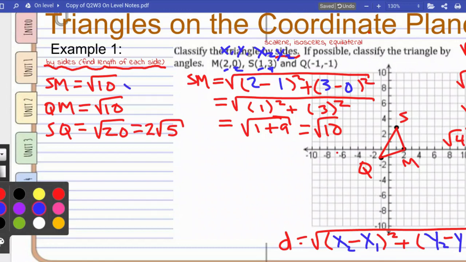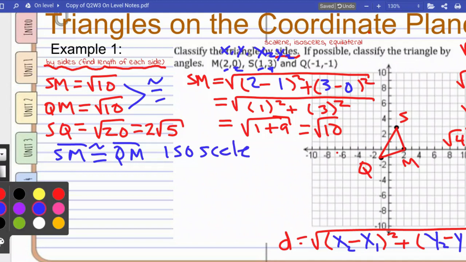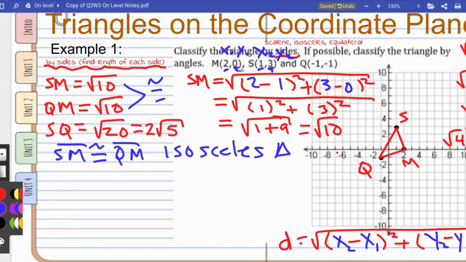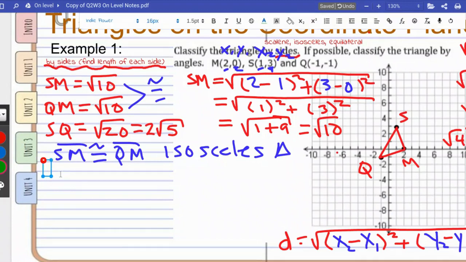Well, when I look at this, SM and QM are equal. They're the same length. So what that means is line segment SM is congruent to line segment QM. That's two congruent sides, which means this triangle is an isosceles triangle. So that takes care of the first part of this. It wanted us to classify by sides. But now if we want to classify by angles, we need to look at the slopes.